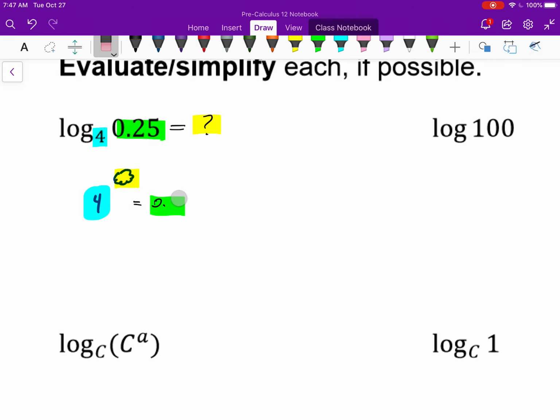If I write 0.25 as a fraction, it probably makes it more obvious. 4 to the power of what equals 1 over 4? Well, remember I work with negative exponents. A negative exponent means dividing, and so a power of negative 1 means you're dividing by 4 once. That's the same as multiplying by a quarter. And so log base 4 of 0.25 equals negative 1.